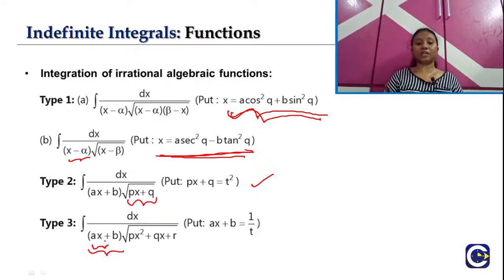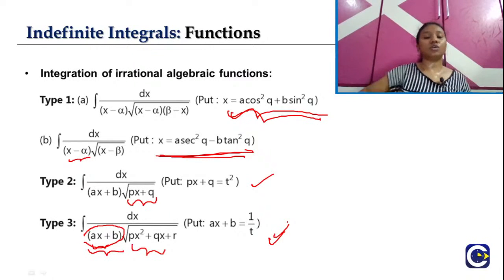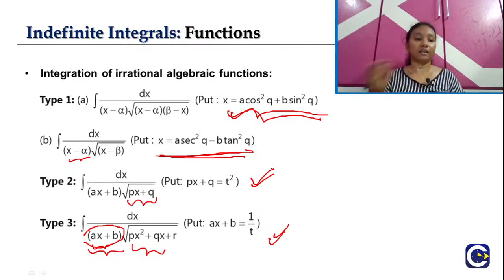This is linear in one variable, and this is quadratic in one variable. Here we are going to substitute 1 by t in place of ax plus b. I know in integrations we'll have lots of substitutions and lots of standard integrals which we have to remember. Yes, but by doing it again and again, you'll become familiar with all these. So don't worry, it will come by practice only. You have to look into all the types daily so that it becomes practice for you and you won't get confused with the identities, substitutions and standard integrals.